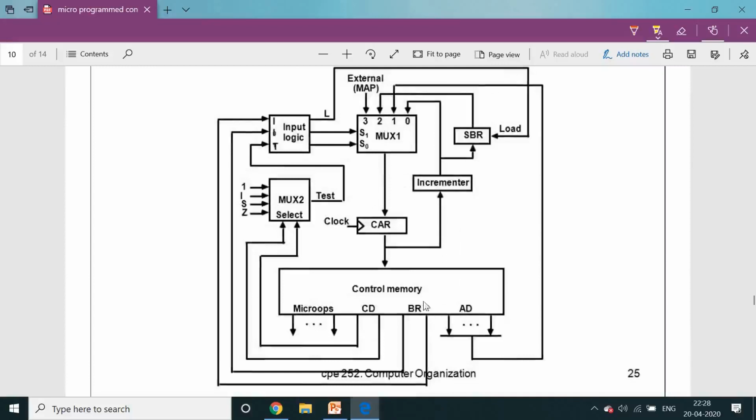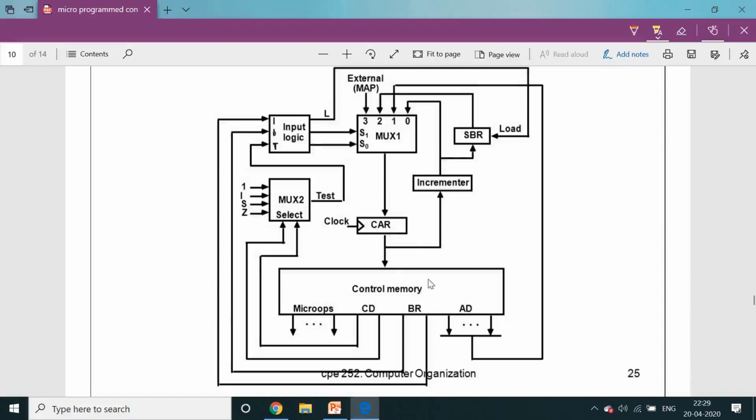Next, from the address field of the control memory, the microinstruction will provide some address information, and that information is transferred to this point. What address is generated? The branching address: an unconditional branch address. This address information is placed on the bus, which carries it to the multiplexer 1 input. Next, another source is external mapping. We receive it from the instruction register, our main memory instruction register.